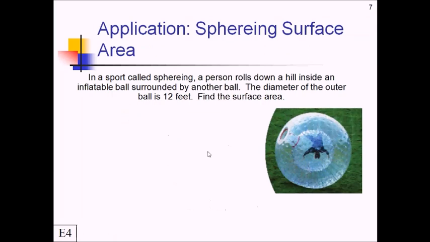We're going to do another real-life application now. In a sport called sphering, a person rolls down a hill inside an inflatable ball surrounded by another ball. Seems like a horrible idea. The diameter of the outer ball is 12 feet. Find the surface area.